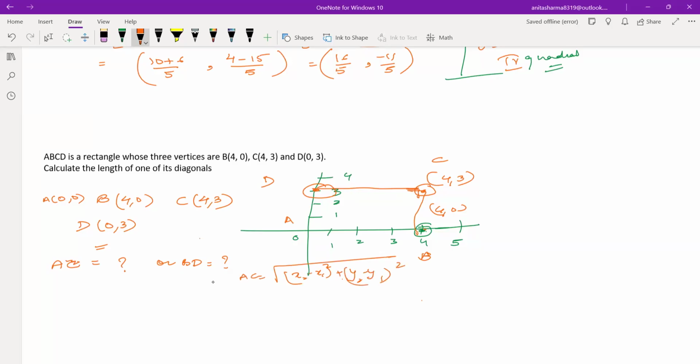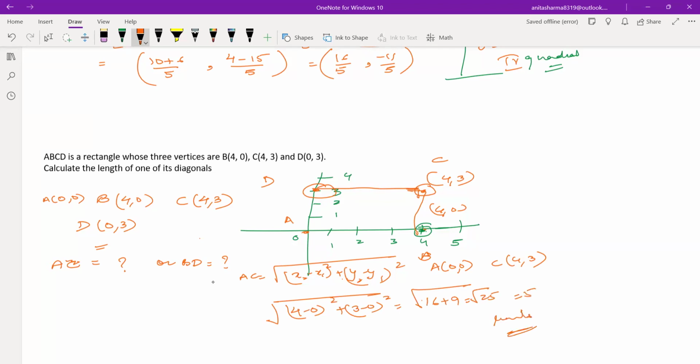And here the coordinates of this origin, the A point, is 0, 0. Right? And coordinate of C point is 4, 3. So 4 minus 0 whole square plus 3 minus 0 whole square. Right, beta? So 16 plus 9, it will be root 25 or 5 units. This is the answer. Fine, beta? Yes, ma'am.